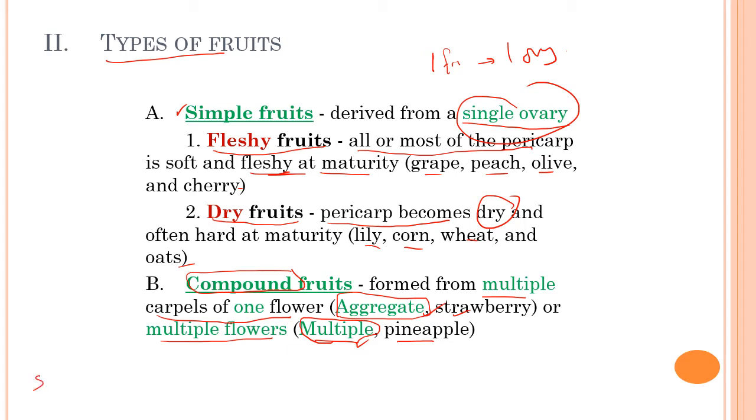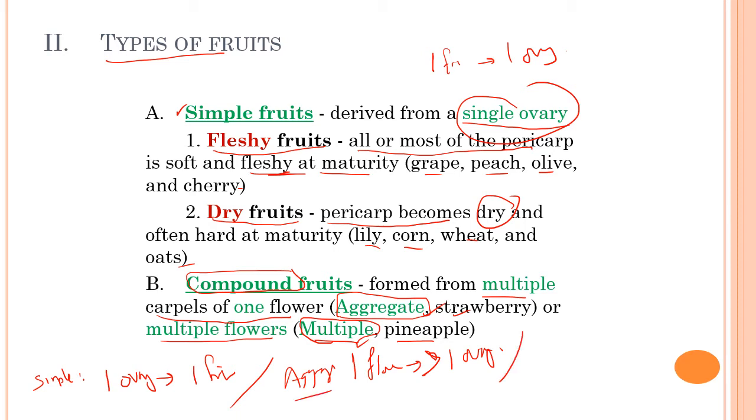So we have simple, that means one ovary will give us one fruit. Finish. That's it, easy. We have aggregate, where one flower will give us more than one ovary. So this is called aggregate. Then we have multiple, which means more than one flower will give us more than one ovary, or more than one fruit. So that's called multiple. So we have multiple, we have aggregate, and we have simple.